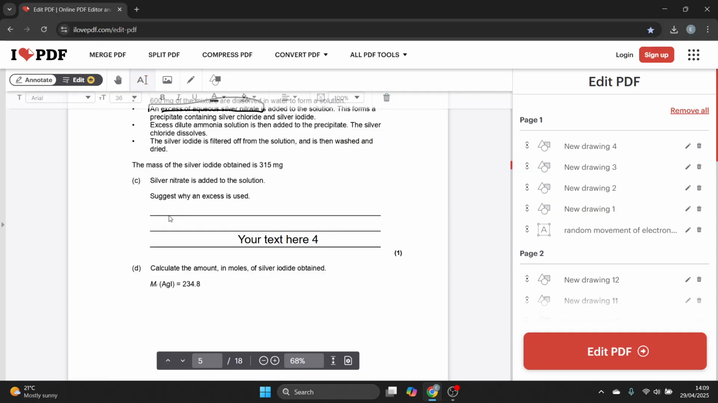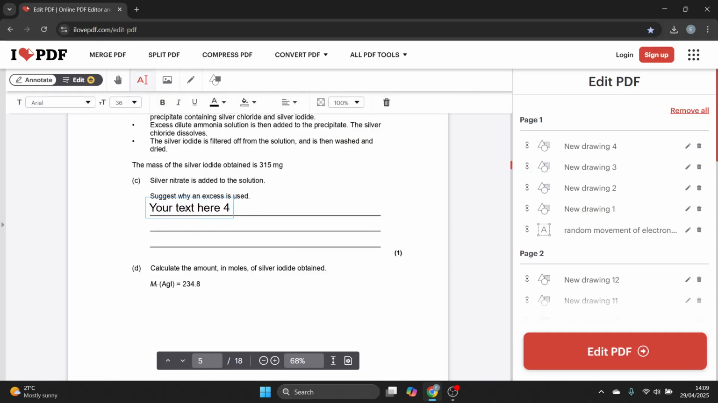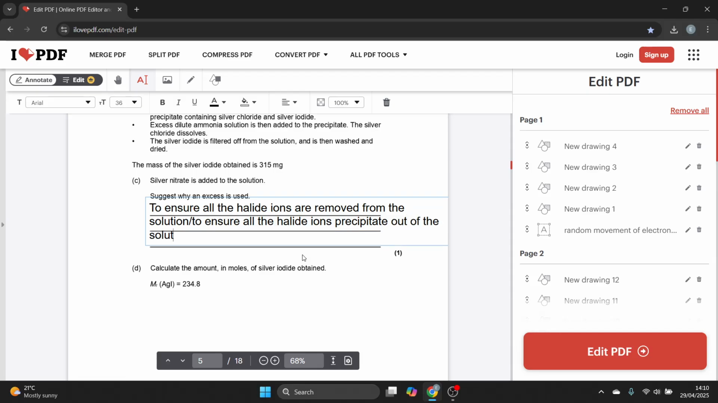Well, the reason we add silver nitrate in excess is to ensure all the halide ions are removed from the solution, so that all the halide ions precipitate out of the solution.